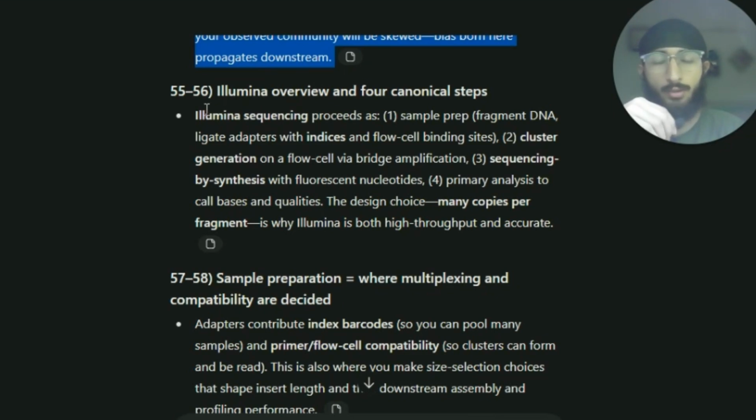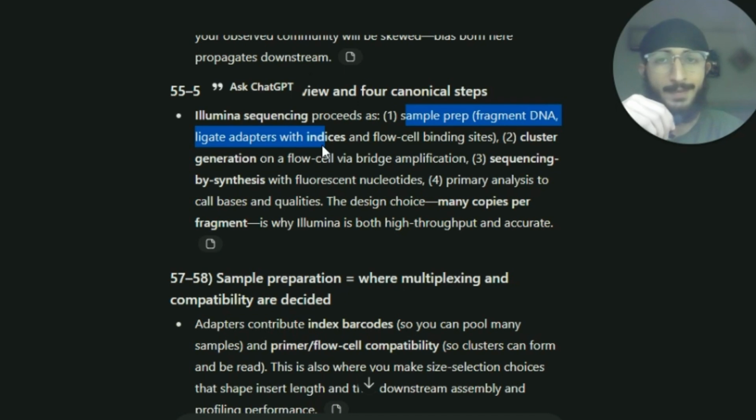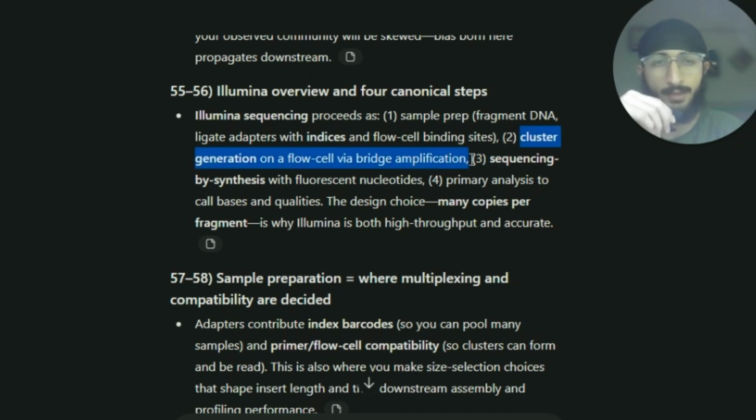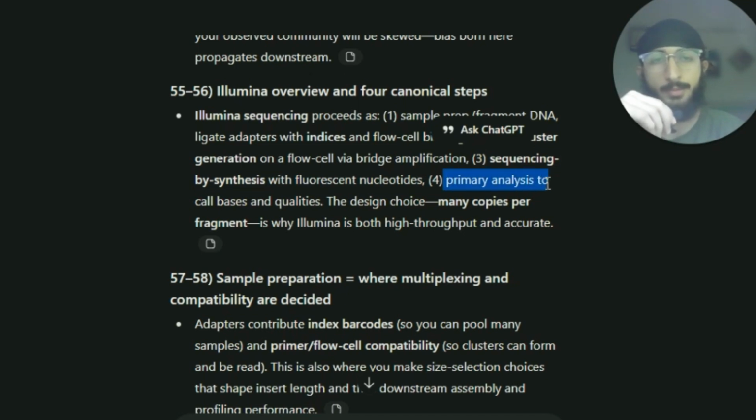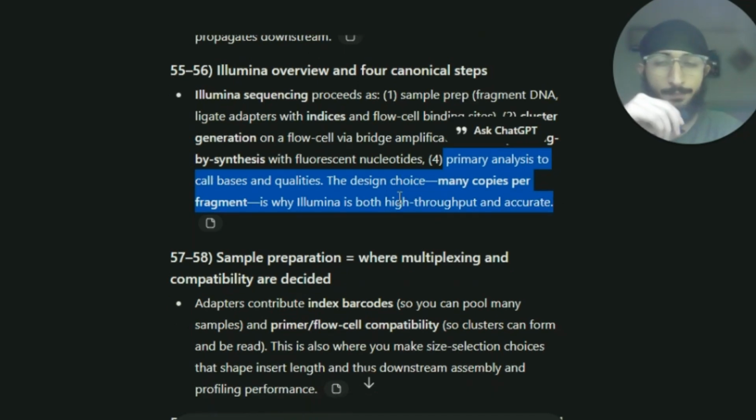Illumina overview and four canonical steps. Illumina sequencing proceeds as sample prep: fragment DNA, ligate adapters with indices and flow cell binding sites. Then secondly, cluster generation on a flow cell via bridge amplification. Third is sequencing by synthesis with fluorescent nucleotides. And fourth, primary analysis to call bases and qualities. The design choice, many copies per fragment, is why Illumina is both high throughput and accurate.